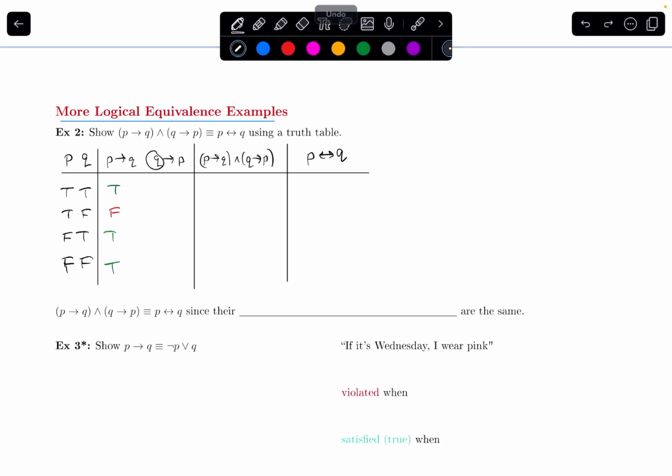Okay, for Q implies P, I need Q to be true and P to be false. Where does that happen? Where Q is true and P is false. Here, Q is true, P is false. So that is where it's going to be false. There's no other row where that happens, where Q is true and P is false. So the others are going to be true.